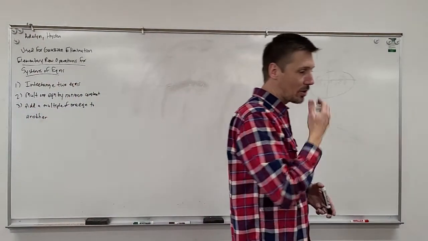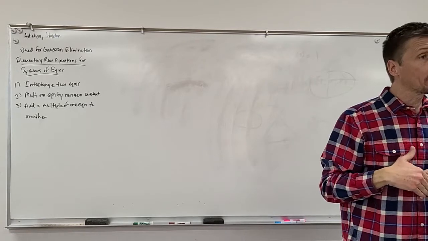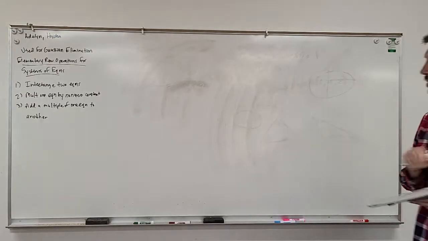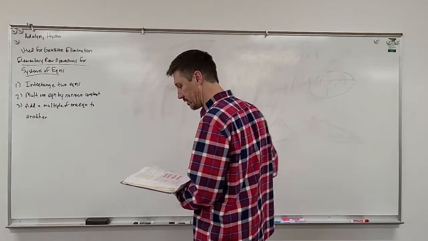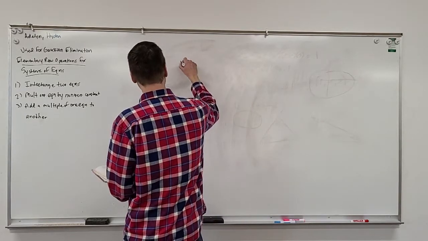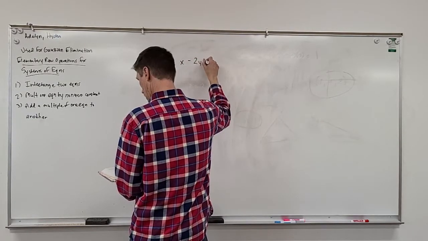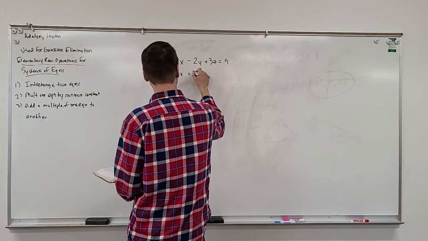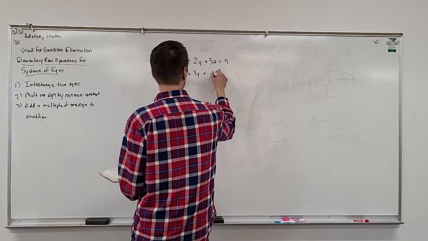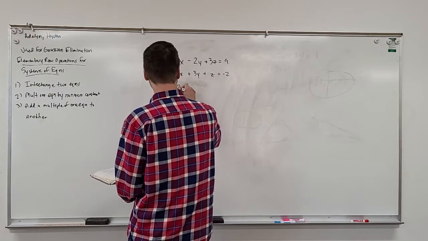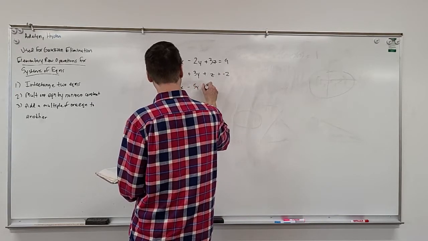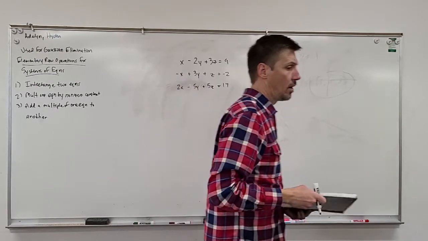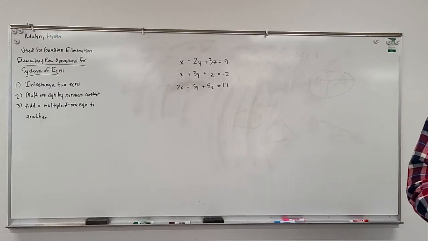So elimination is what we're doing here. We're doing elimination, but with 3 variables. It's referred to as Gaussian elimination, and you'll use these operations to make it happen, to start eliminating variables. So x minus 2y plus 3z equals 9 is our first equation. Negative x plus 3y plus z equals negative 2. 2x minus 5y plus 5z equals 17. Here are our 3 equations, our system of equations.